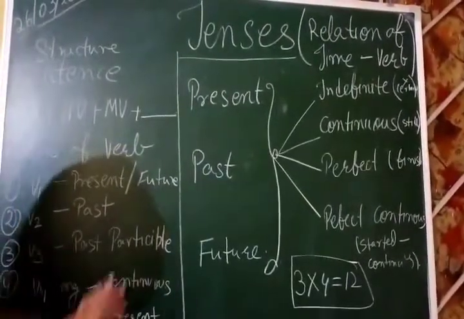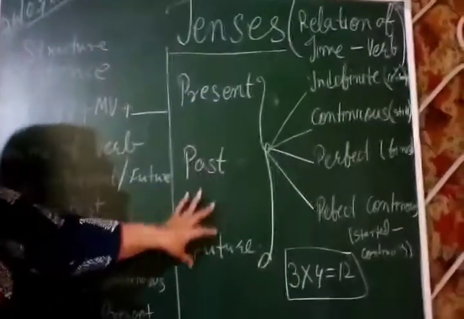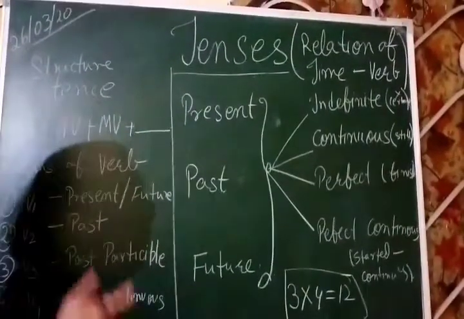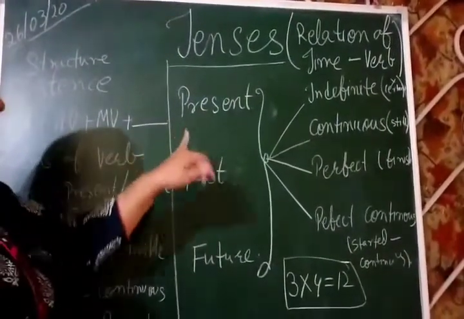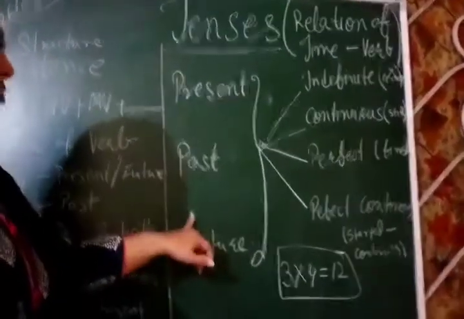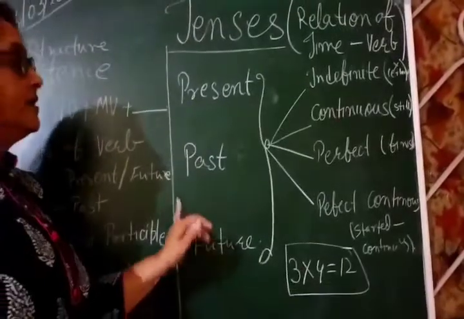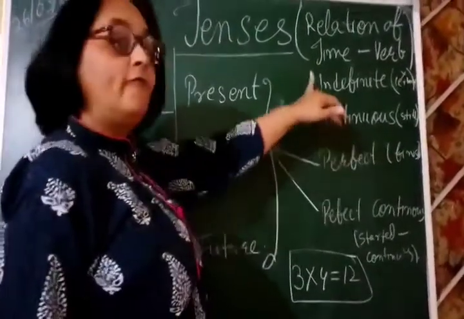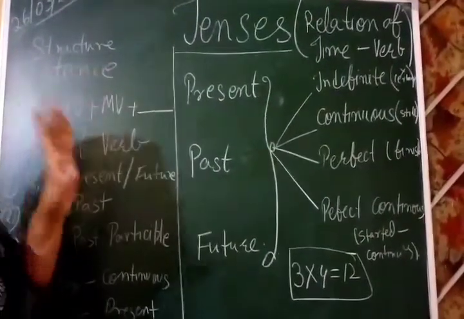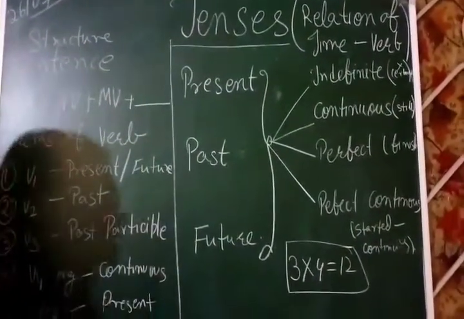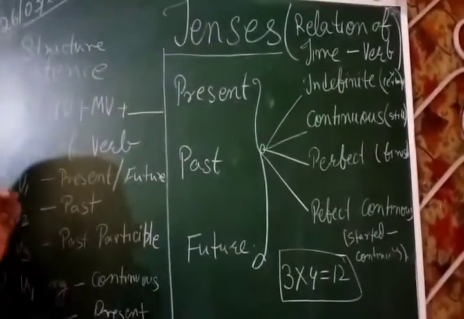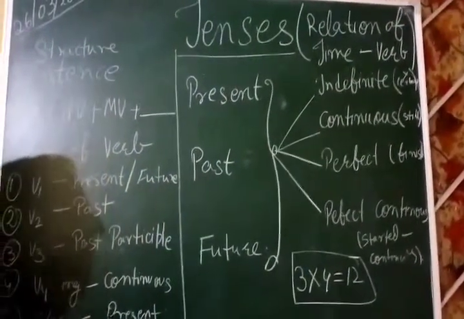Basically, we all know there are three types of time. So, we have three tenses. Main tenses: present tense, past tense, future tense. These all three tenses are subdivided into four categories: indefinite tense, continuous tense, perfect tense, and perfect continuous tense.